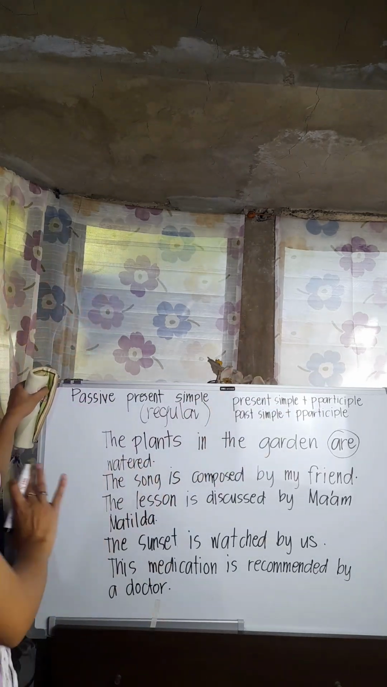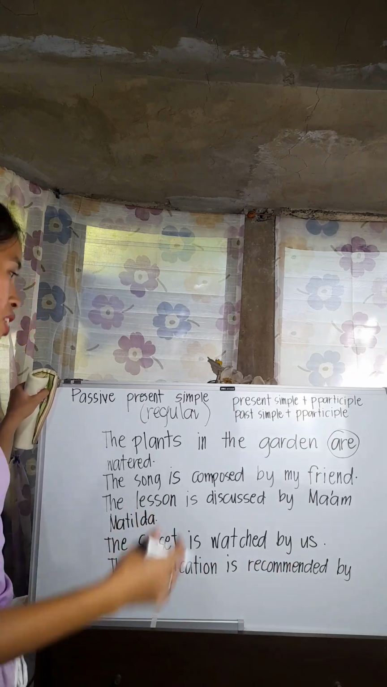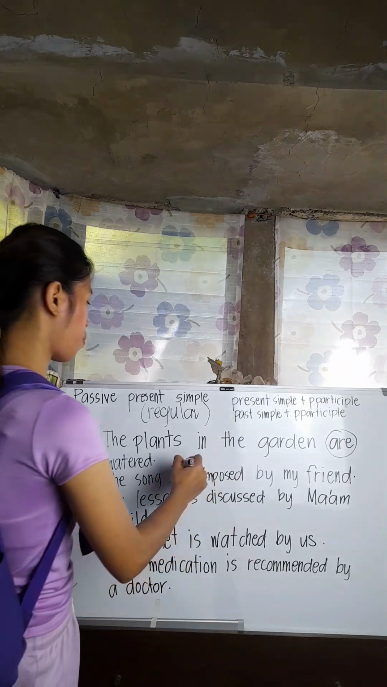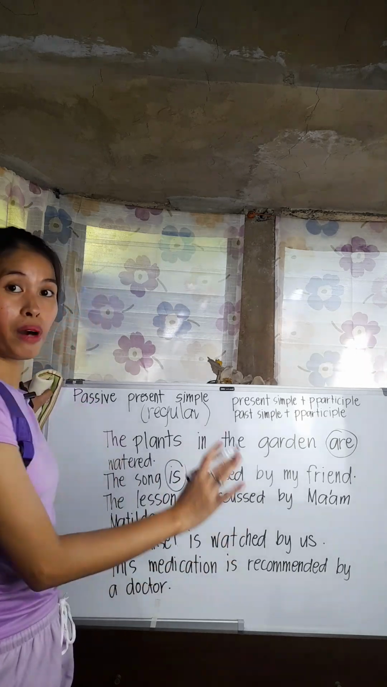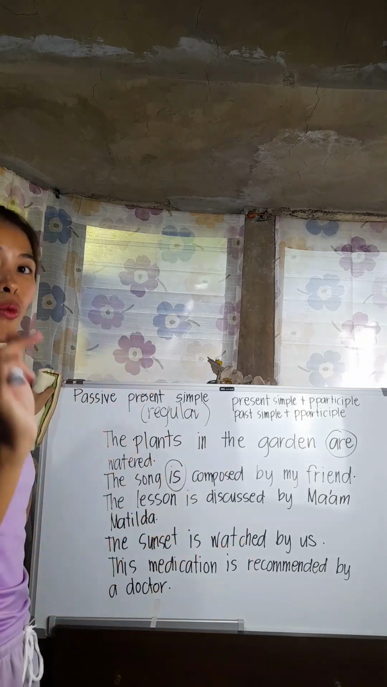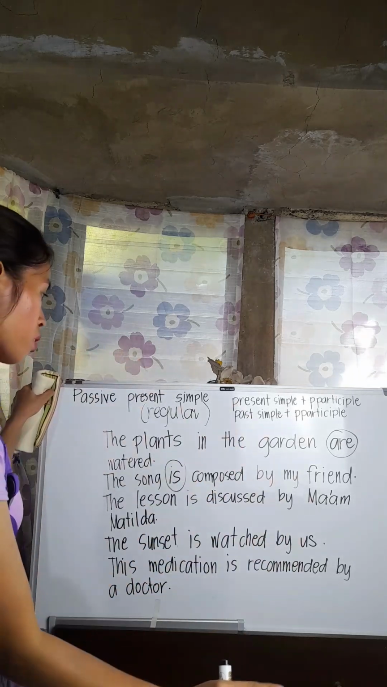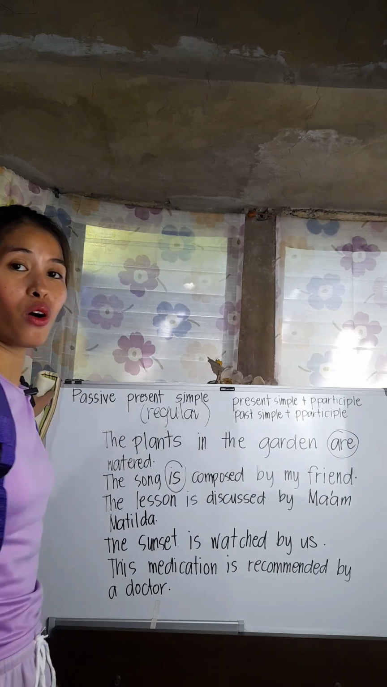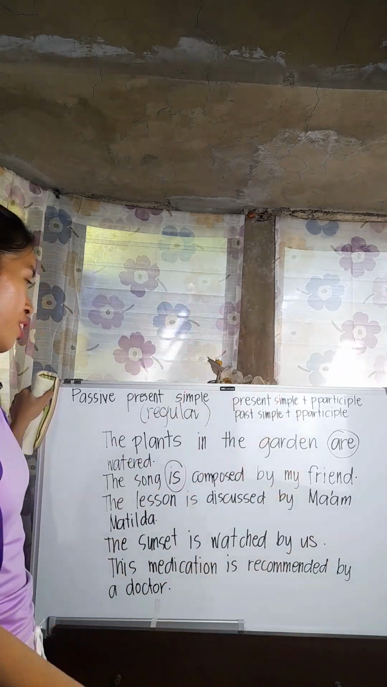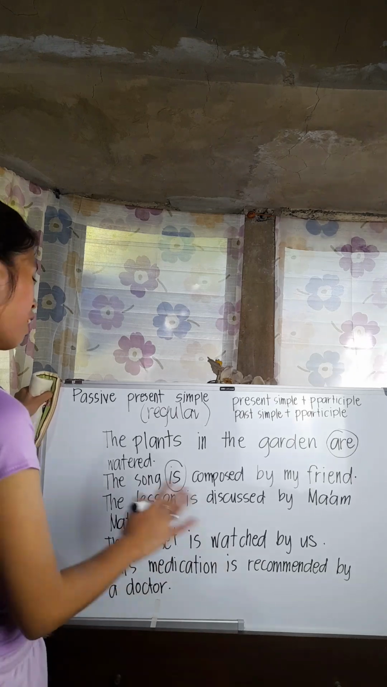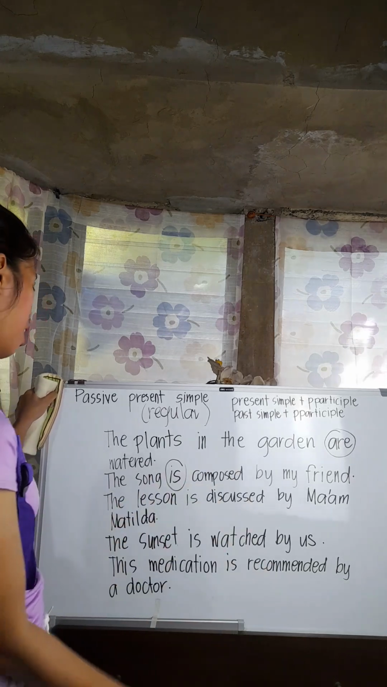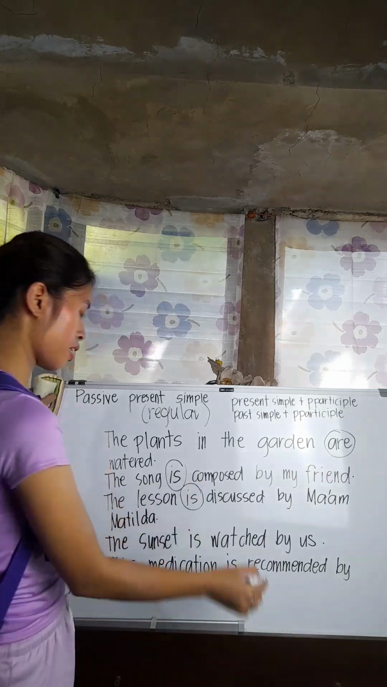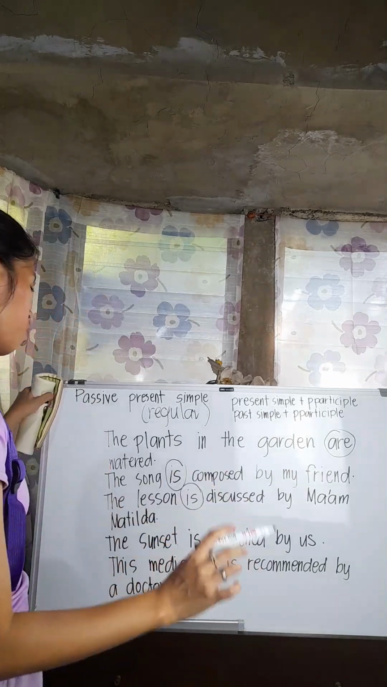For the seventh sentence, the song is composed by my friend. The song as the subject, is as the present simple, composed as the past participle. And one thing that you have to take note of, this kind of word can also be considered as an adjective. For the eighth sentence, the lesson is discussed by Mom Matilda. The subject here, the lesson, present simple, the word is. Discussed is the past participle.